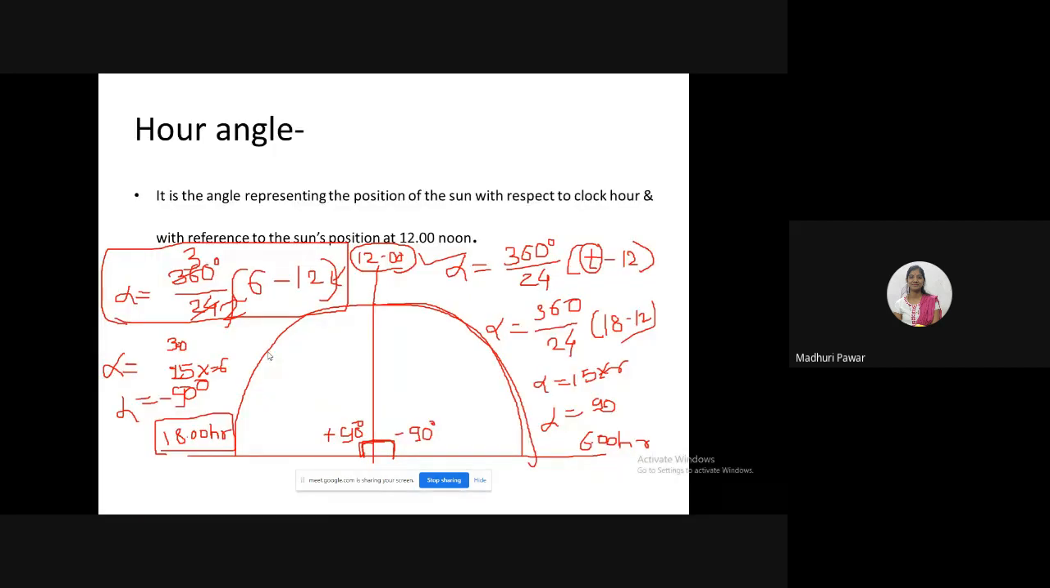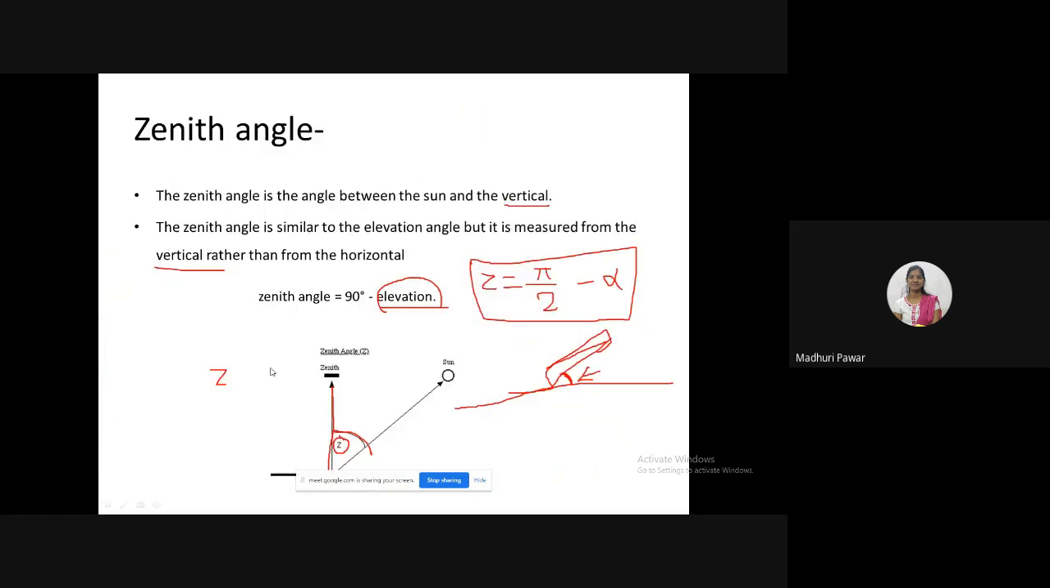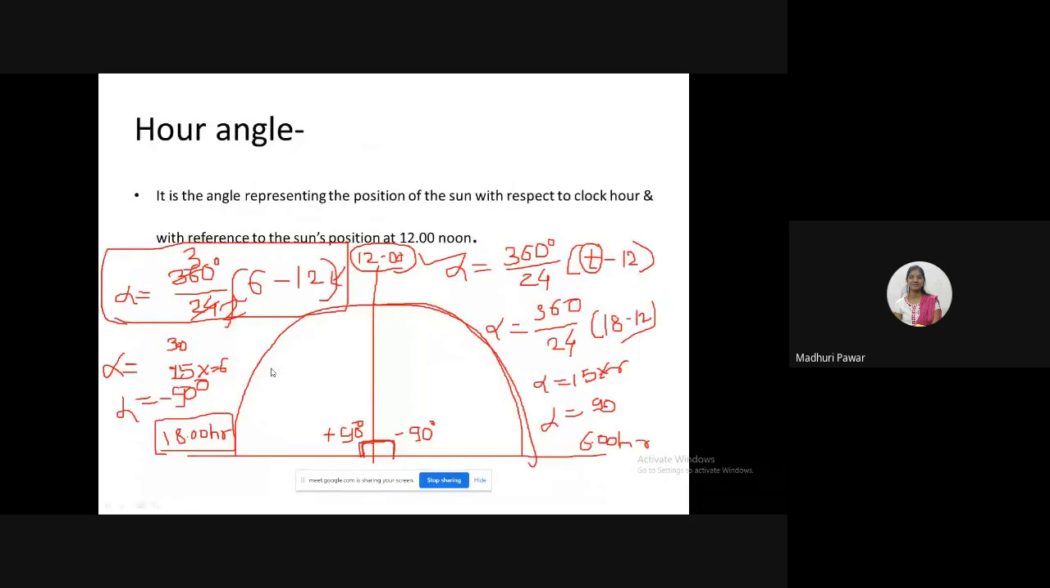So these are the three terms that we studied in this session. Okay, hope you all understood the definitions. If you have a query related to this, you can ask me.